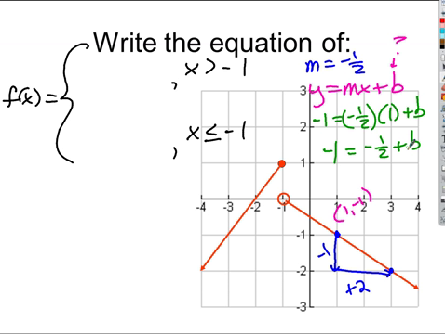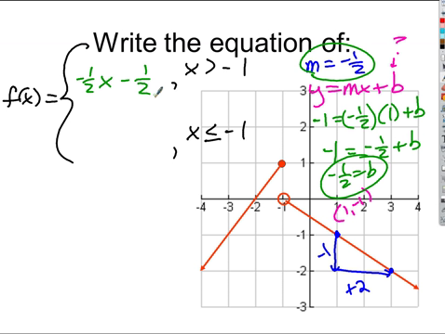What do I have to do to get b by itself to solve for b? Add 1/2. And what's negative 1 plus 1/2? Negative 1/2. So I got b, I got m, right? And so I know then that for the right piece, my equation is y equals negative 1/2 x minus 1/2, right? Okay. All I need to do is find m and b to find the equation of the line.